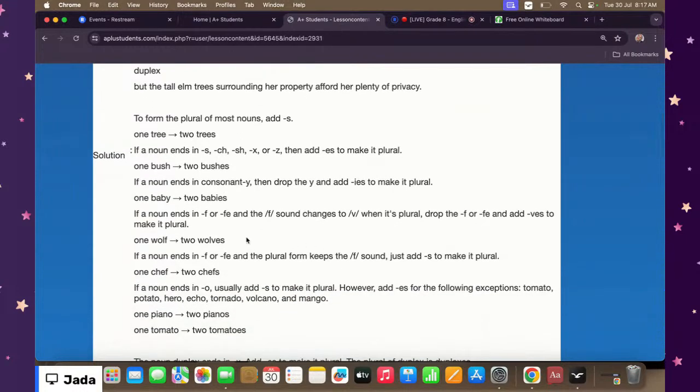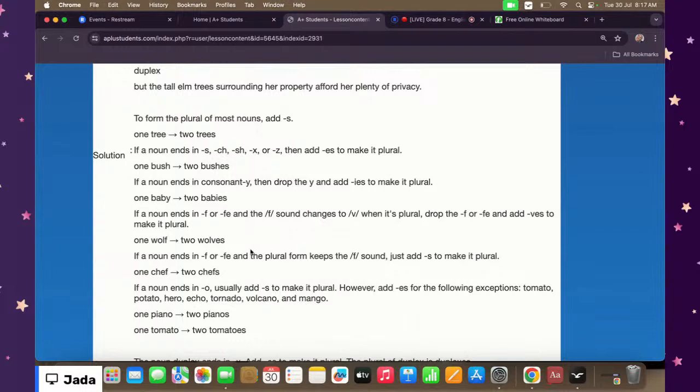One baby. So we have one baby, y, and then two babies. You have to remove the y and put the y as i. If a noun ends in f or fe and the sound changes to v when it's plural, drop the f or fe and add ves to make it plural. For example, some of them end with f, like wolf. So you have one wolf, and then two wolves.